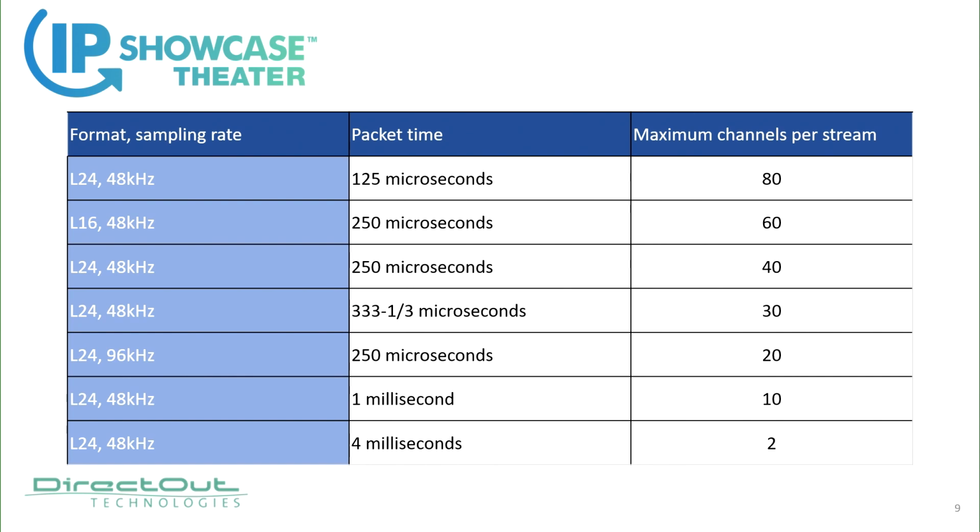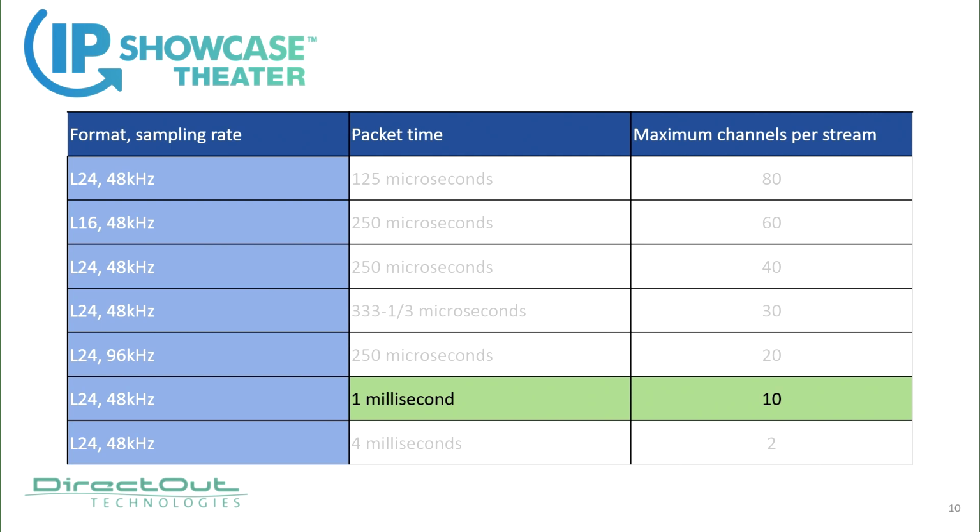So here's a quick overview of different packet times compared with sampling rates and the number of channels you can achieve. For instance, with 125 microseconds, you can go up to 80 channels. This one here is the 1 millisecond packet time, which is mandatory, which allows theoretically up to 10 channels, but the mandatory part actually defines 8 channels per stream. So that would be sufficient to claim that you are AES67 compliant.